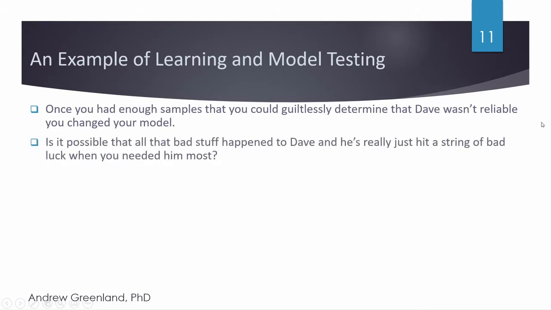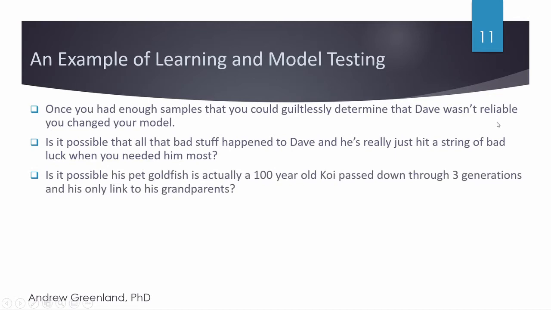Is it possible that he had a really bad string of luck exactly when I needed his help the most? Is it possible his goldfish is actually a 100-year-old koi that had been passed down through 3 generations of family and it was his last link to his extended family? Of course, it's possible, but it's not very likely.